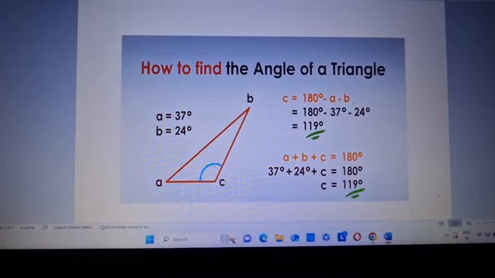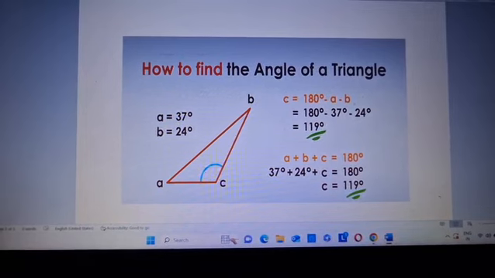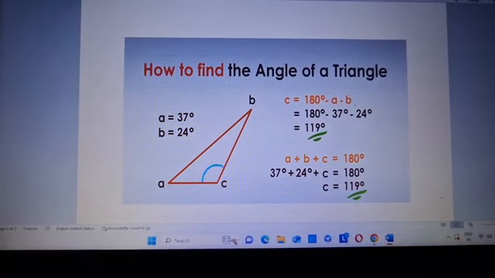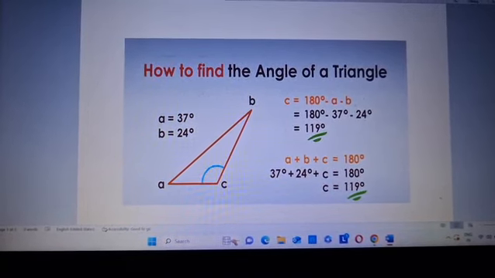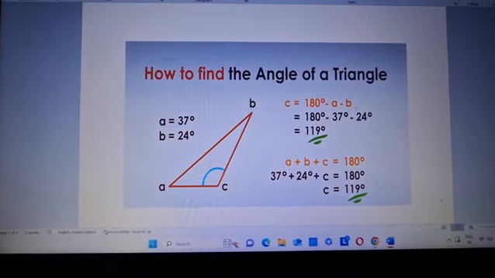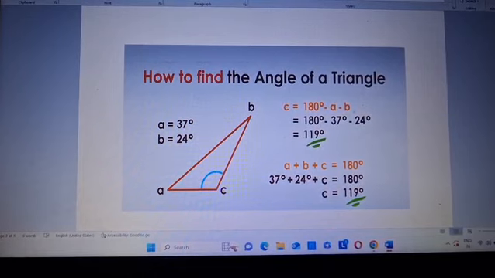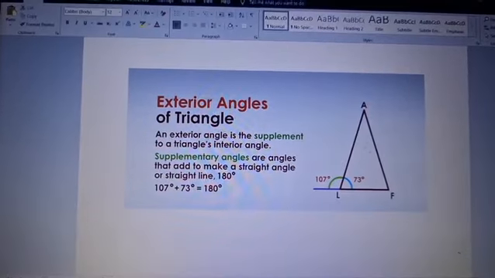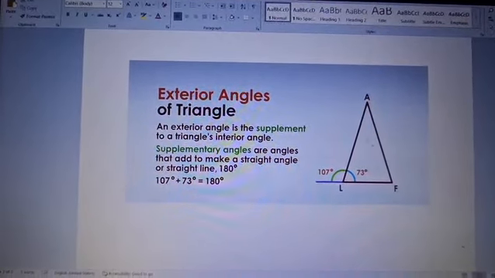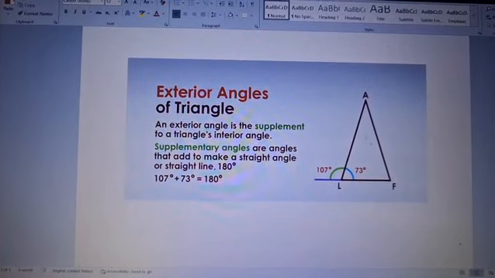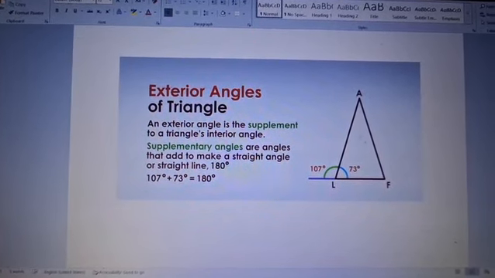With the help of that property, we are able to find any unknown angle, but the condition is that the measurements of the other two angles are required for applying the angle sum property. Now we are going to learn a very important part of a triangle, that is the exterior angle.